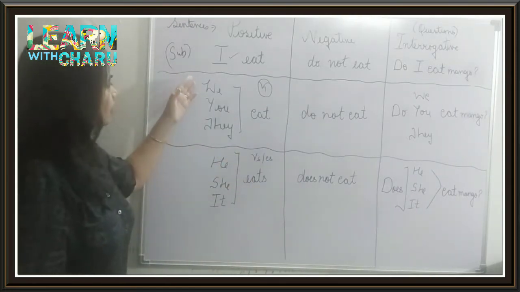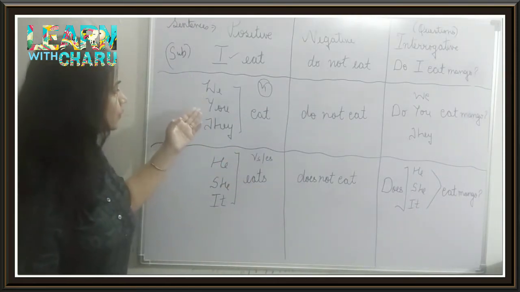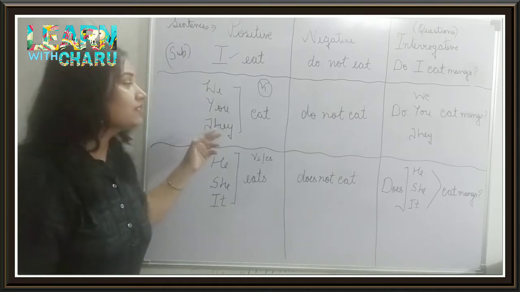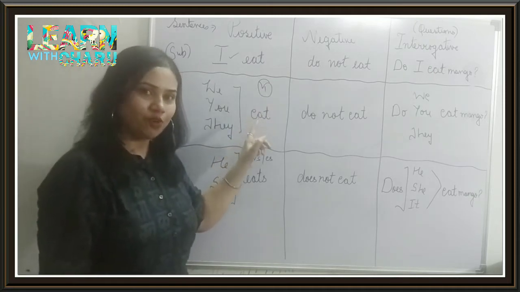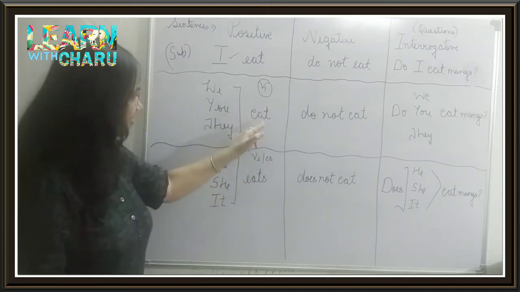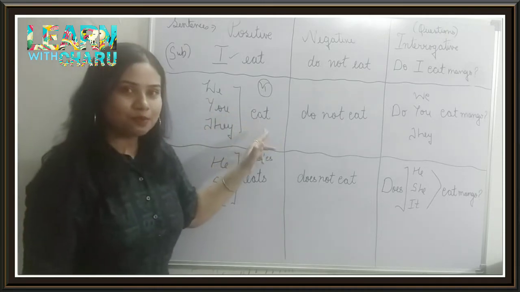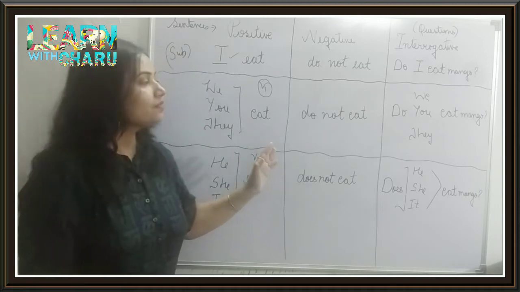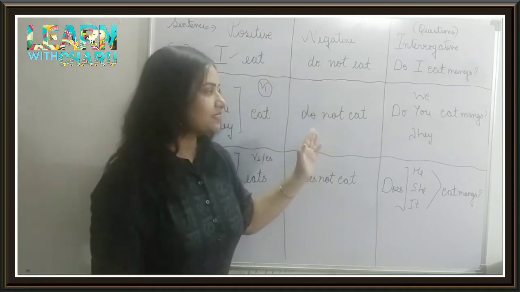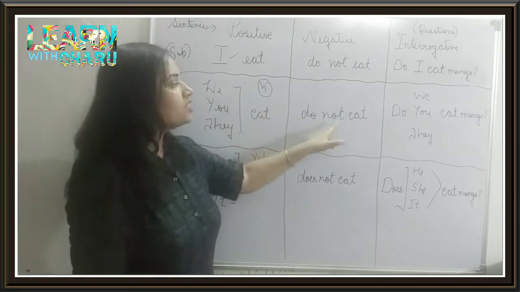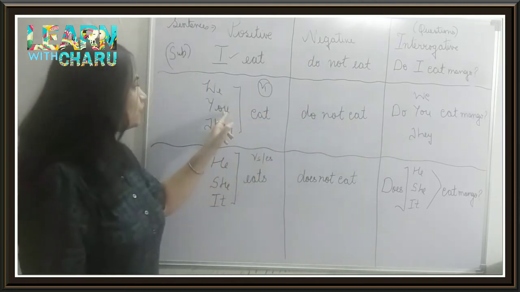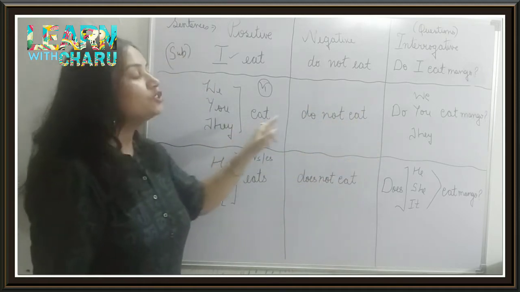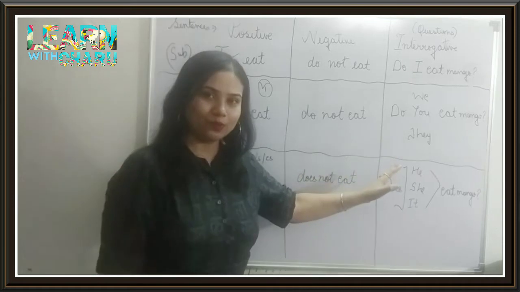Now these are the subjects: we, you, they. With we, you, they also, which verb do we have to use? Eat, verb first form. So we eat mango, you eat mango, they eat mango. Right? Now come to the negative sentence. We do not eat mango, you do not eat mango, they do not eat mango.